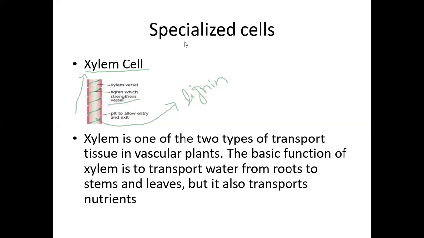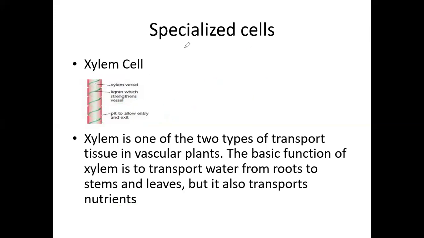The basic function of xylem is to transport water from the roots to the stem and leaves, but it also transports nutrients, the nutrients which are dissolved in the water. Xylem vessels are tube-like structures which are joined end to end. Again, they don't have a nucleus; only lignification is there in their walls.